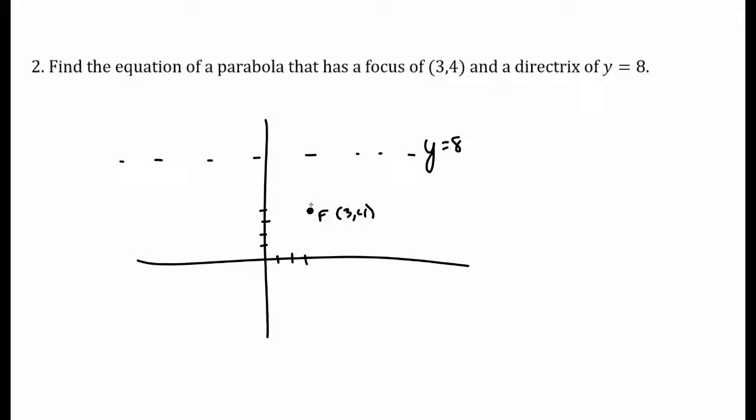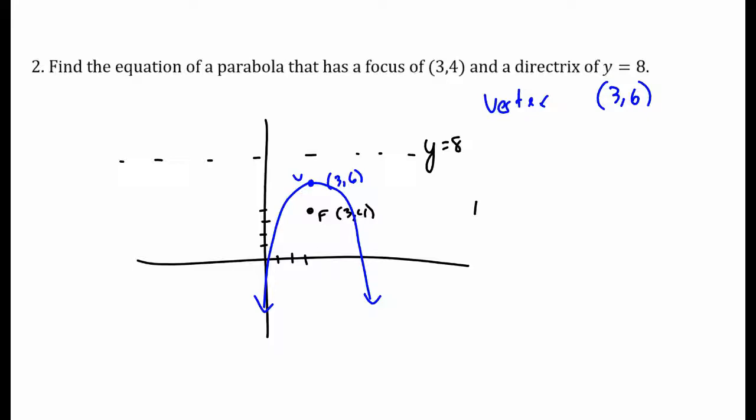I need to be equidistant. Well, how far apart are they? They're 4 apart. 4 to 8 is 4. So half of that would be (3, 6). That's my vertex there. My vertex is (3, 6). This parabola has got to be concave down, though. Why? Because the directrix is above it. Since the directrix is above the focus, I have a concave down parabola.